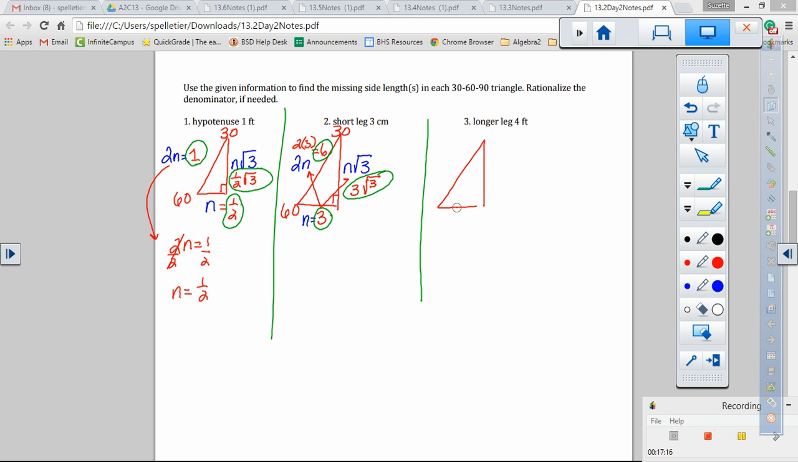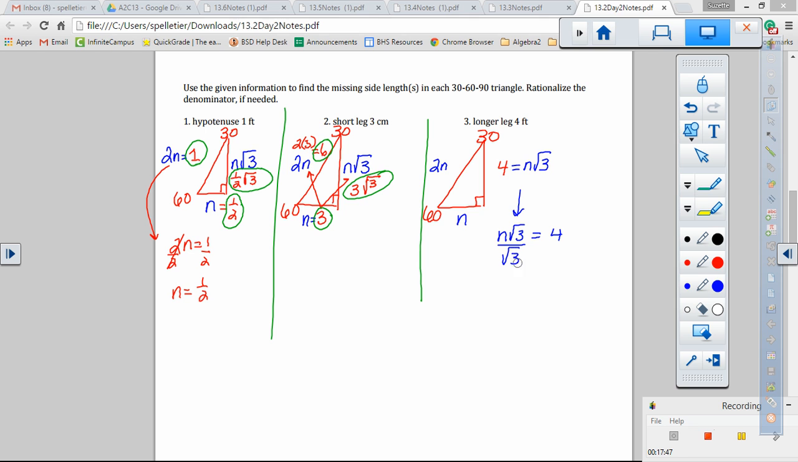Now your 30, 60, 90. The long leg is equal to 4. Label your sides with all of your relationships. Across from 30 is n. Hypotenuse is 2n. And the long leg is n square root of 3. So I'm going to have to solve that equation, which again, I'll write it down here, out of the way a little bit. n times the square root of 3 is equal to 4.